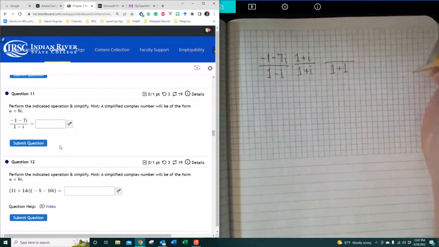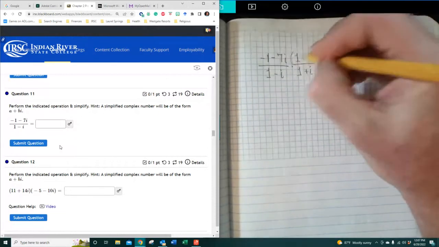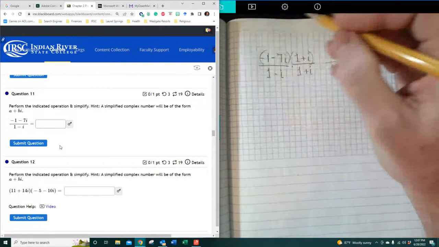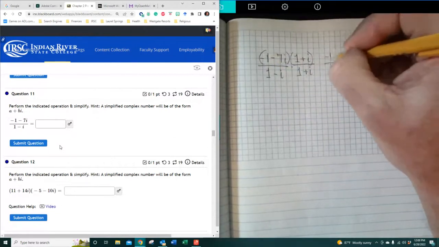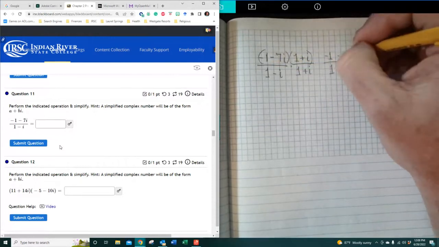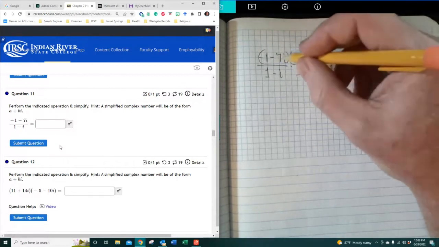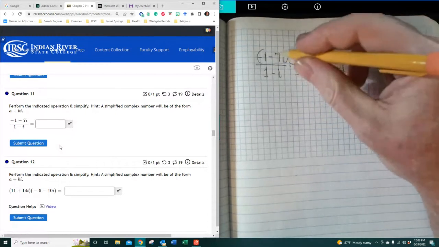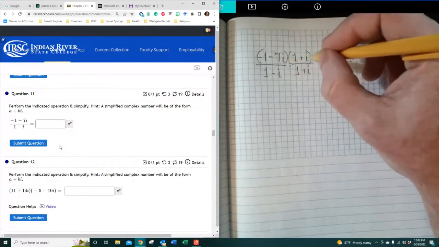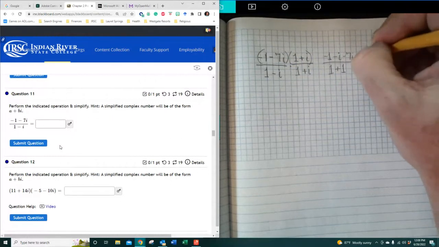And you notice how now we do not have any more i's involved. That's important. Now we do the same process, but this time, because they're not conjugates of each other, we have to FOIL. So -1 times 1 is -1. -1 times i is -i. And then -7i times 1 is -7i. And then -7i times +i is -7i squared, which then becomes +7.